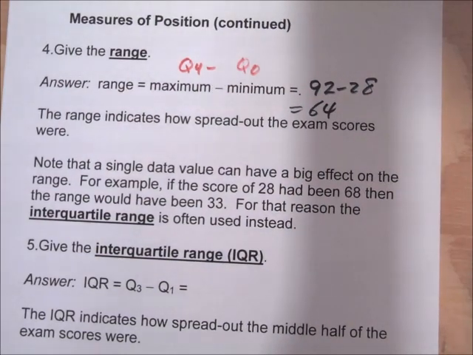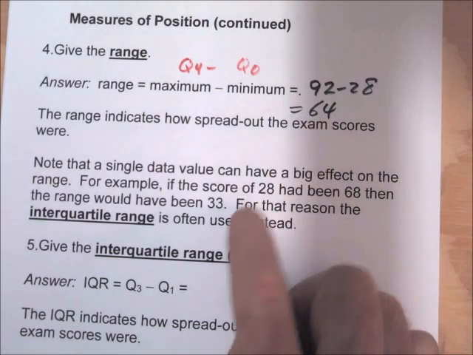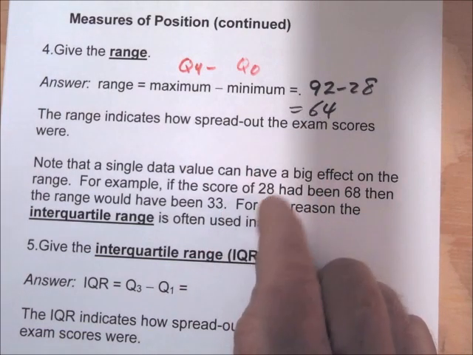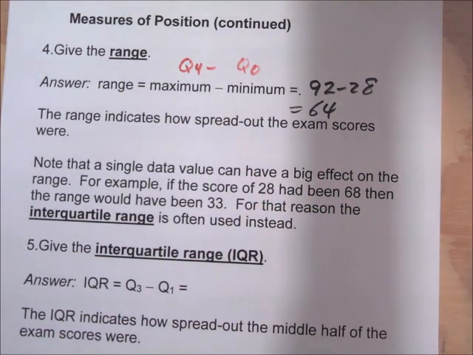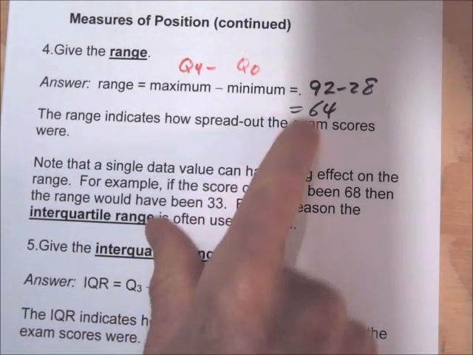Okay, so the range is probably the easiest measure of spread to compute. The big drawback to the range is that one outlier can have a big effect on the range. So if the 28 had been a 68, then the range, instead of being 64, would be 33. So just that one score had a big effect on the range, because if 28 had been a 68, then the lowest score would be the 59.